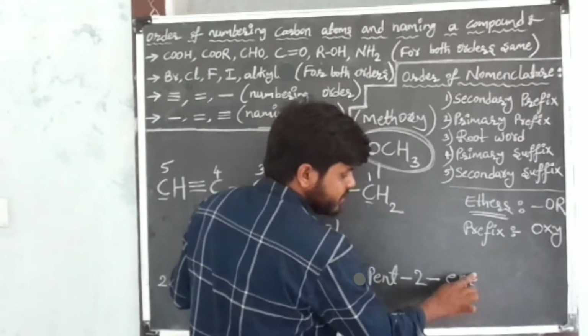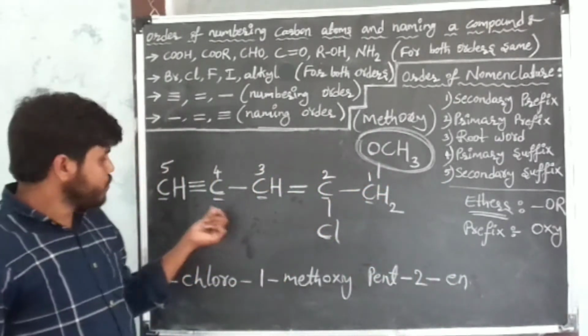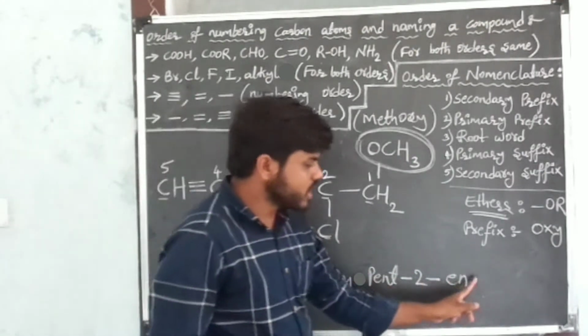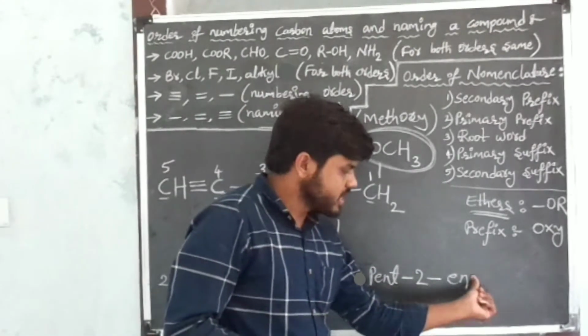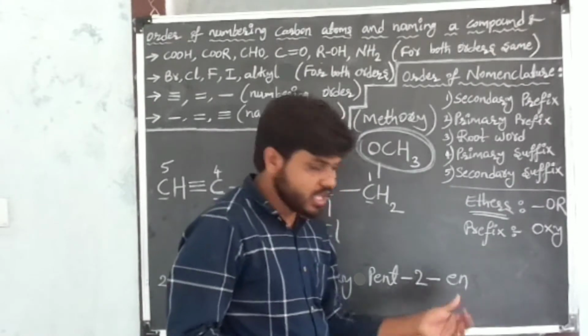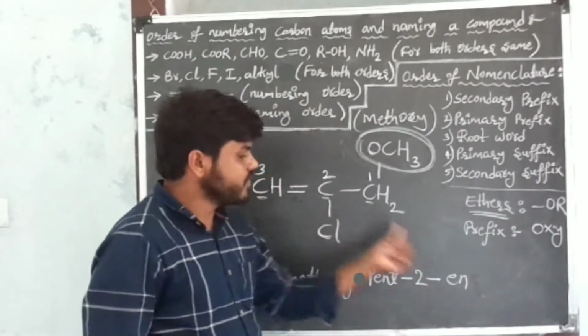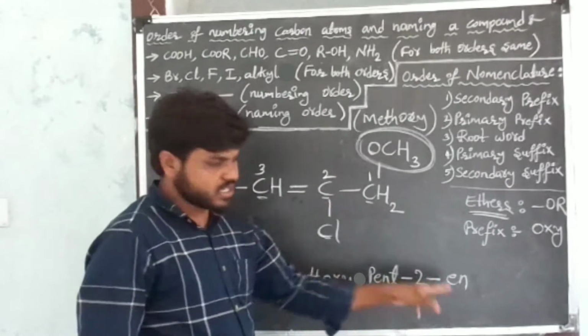Don't write this E, because in the given compound a triple bond is there. Just write EN. Okay, EN I have written. Double bond suffix completed. Position completed.